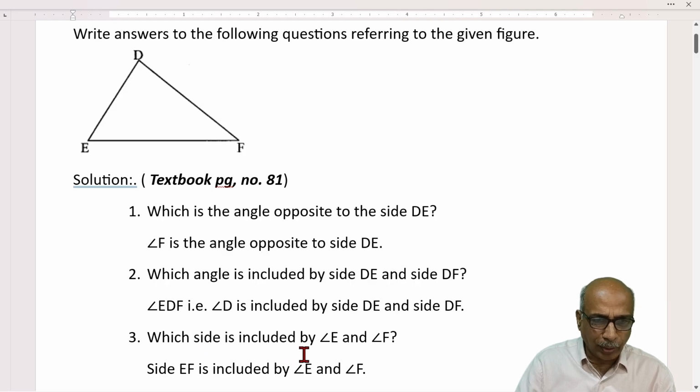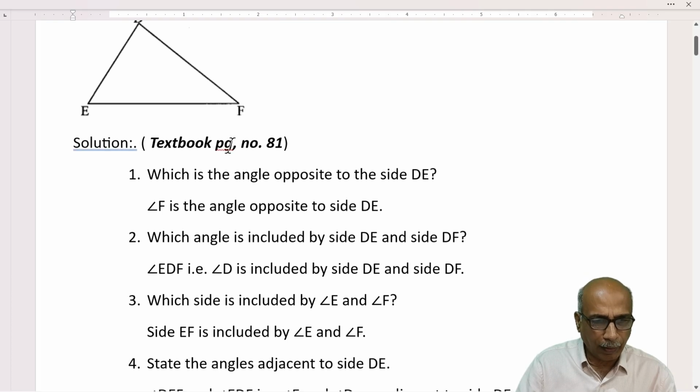Which side is included by angle E and angle F? Angle E and angle F, which side is included? Side EF is included by angle E and angle F.